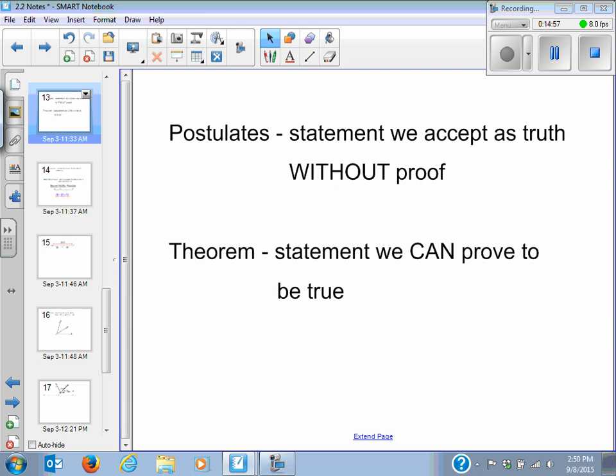All right, postulates and theorems. The only difference between postulates and theorems is postulates are statements we accept to be true without proof. Theorems are statements that we can prove.